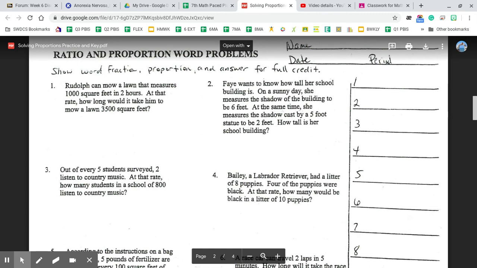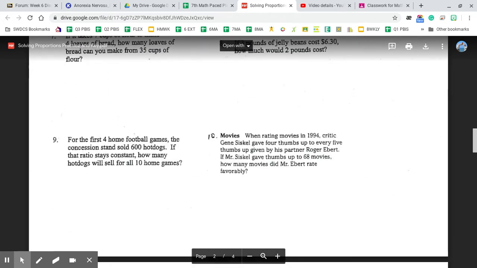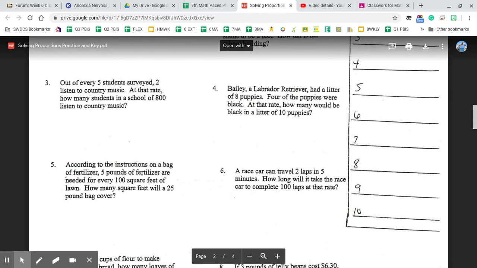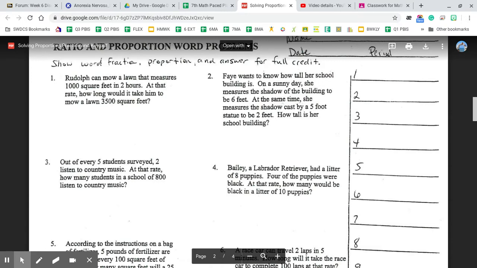All right, today we're going to work on ratio and proportion word problems. You have your notes from the other day, but this is your practice. I would like to do a couple with you, and then the rest of them you need to do on your own. Remember to turn this in before you leave the classroom.